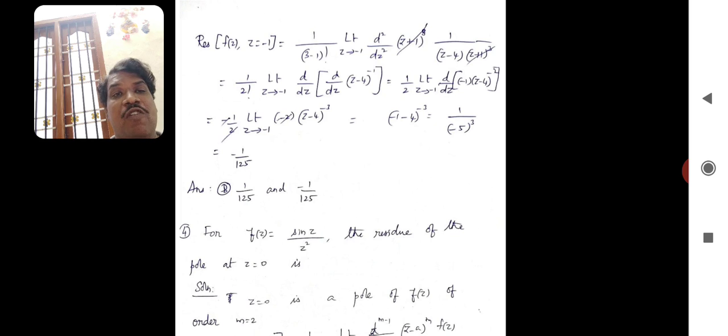So z minus a is z plus 1, since a is minus 1. So (z plus 1) power m. m is 3. So (z plus 1) whole power 3 into f of z. f of z is 1 divided by (z minus 4) into (z plus 1) whole power 3. Now we can cancel (z plus 1) whole cube with (z plus 1) whole cube.